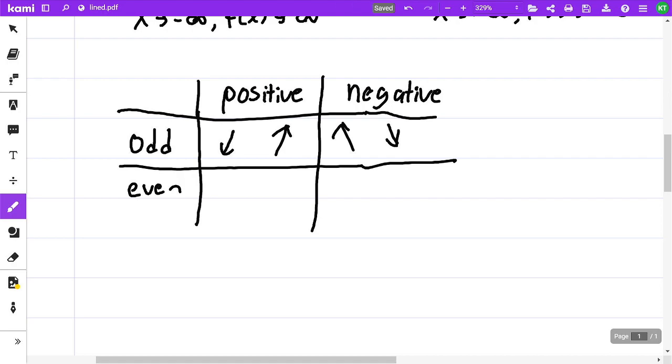And then even, both your arrows are going to be going the same direction. If it's positive, they will both be going up. And if it's negative, they will both be going down.